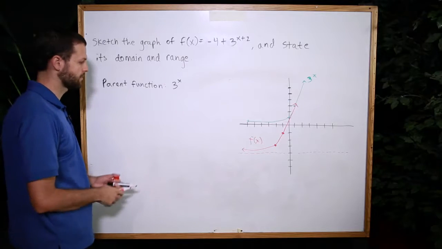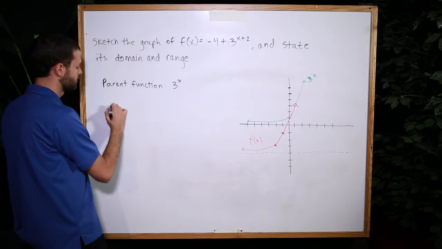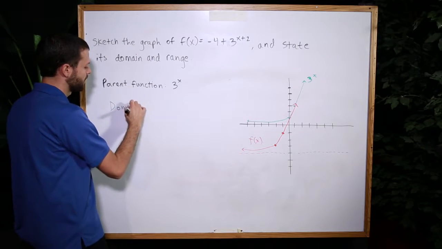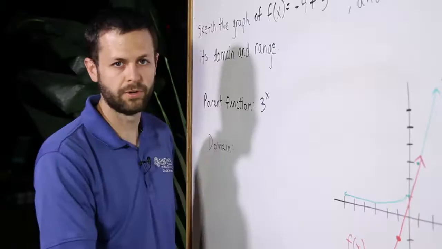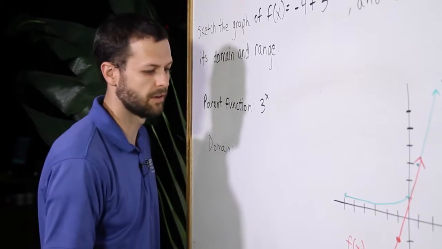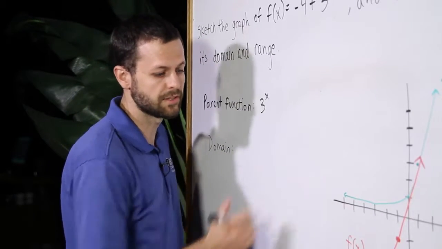Okay, the second task was to state the domain and range of this new graph, f of x. So the domain, remember, is the set of all numbers that can be plugged into the function such that it will yield a real result and a defined result. Okay, so the domain in this case is still -∞ to infinity, just like the parent function.